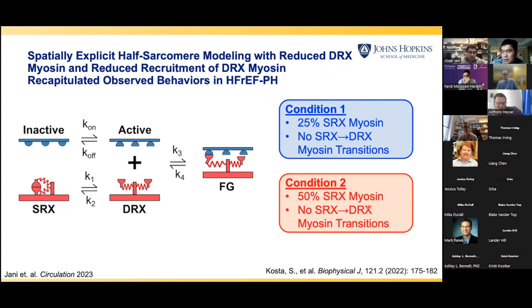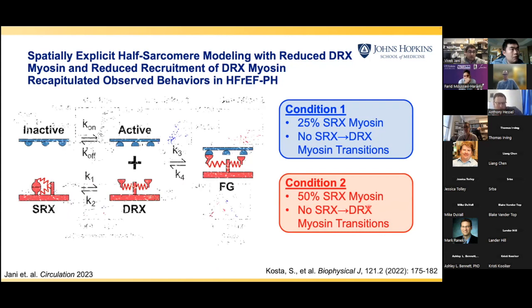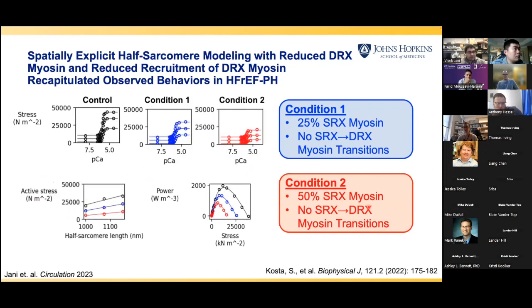And when we impose these two conditions in the model, we find that the results are actually quite similar to what we observed experimentally. From left to right, we see the black controls, condition one in blue, and condition two in red. We can see that the isometric tension relationship appears to be normal, but somewhat mildly depressed in condition one versus control, which is what we observed. And it's even more depressed in condition two versus control. And we can see that the slope of the active stress versus sarcomere length relationship is depressed in both condition one and condition two, as is the power.